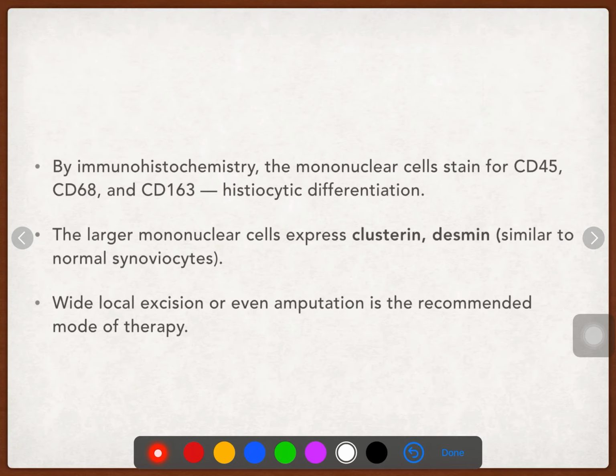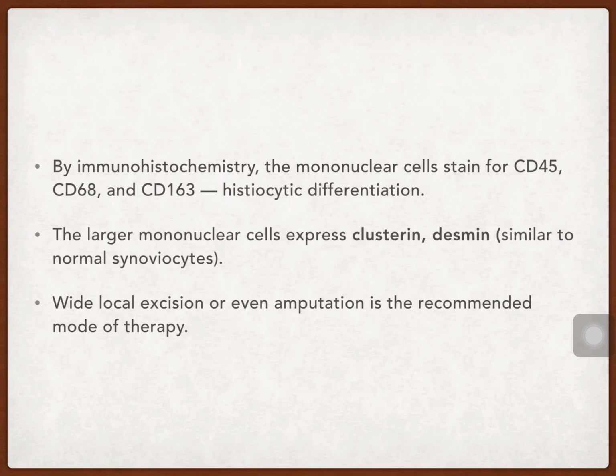On immunohistochemistry, the mononuclear cells stain for CD45, CD68 and CD163, which tells us that these arise from histiocytic differentiation of cells. The larger mononuclear cells usually express clusterin and desmin, which is similar to the normal synoviocytes. Treatment is by wide local excision or even amputation, because sometimes these tumors recur.